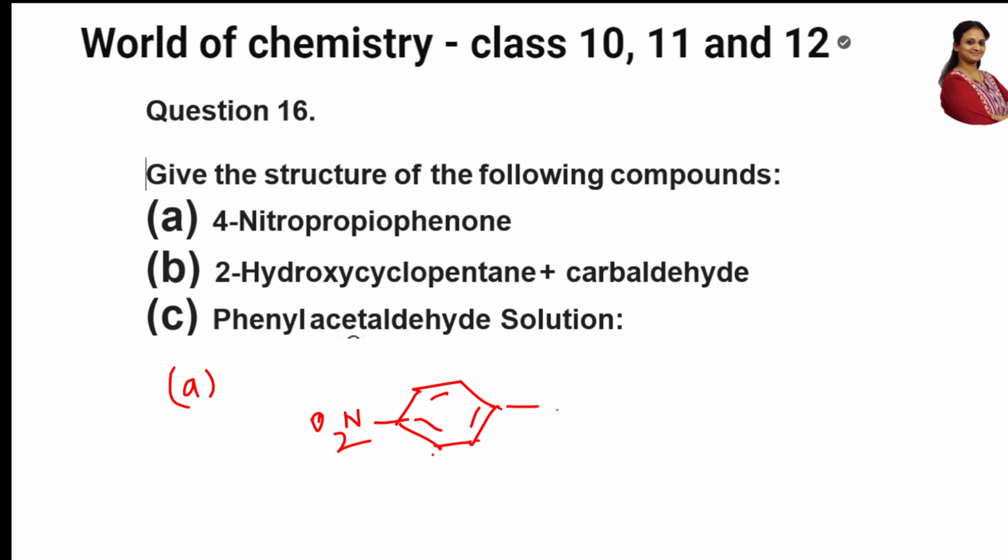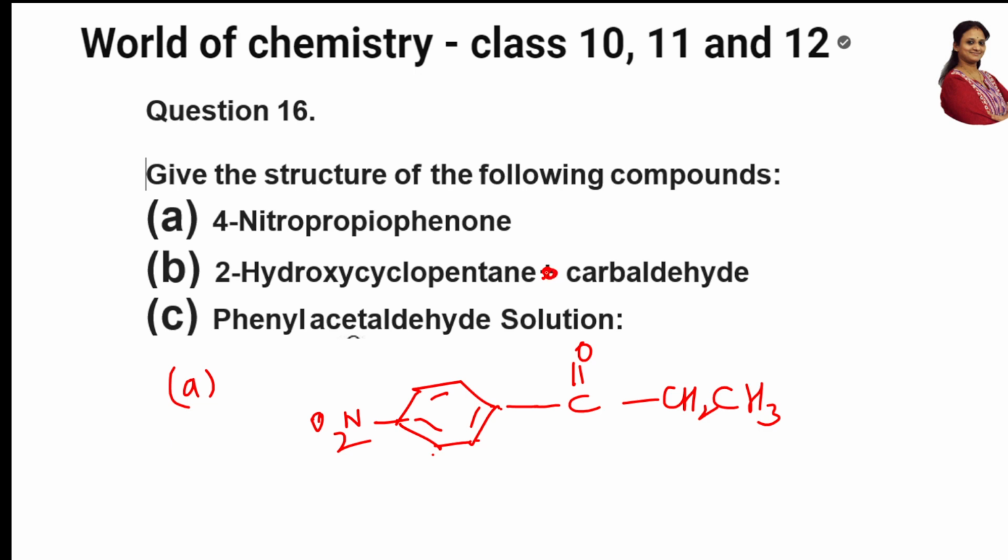Propiophenone. Prop: CH3, then CH2, then phenone, C double bond O. Done. So, see here, this is 4-nitropropiophenone. Done. Then they asked me 2-hydroxycyclopentane carbaldehyde.